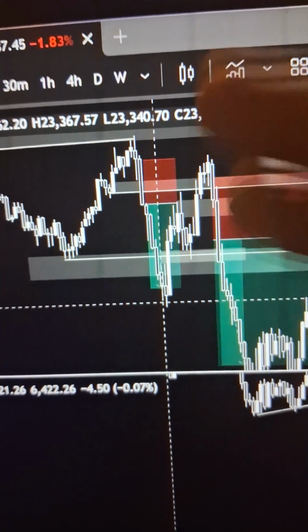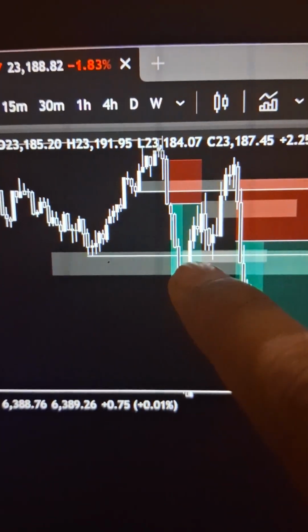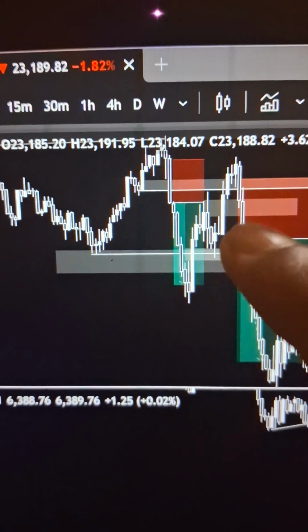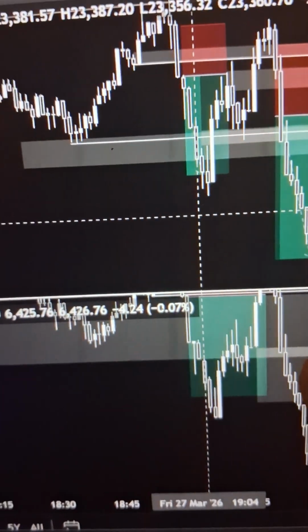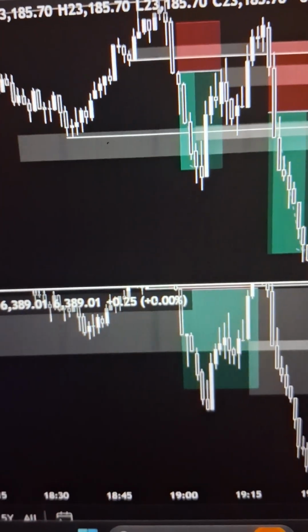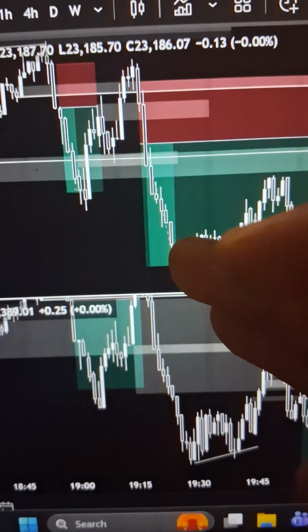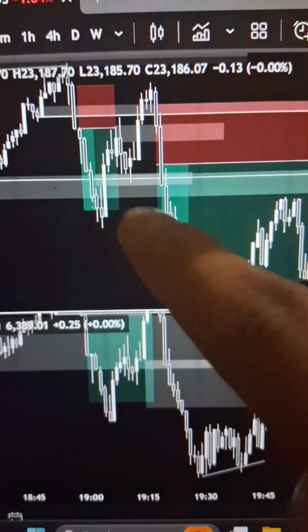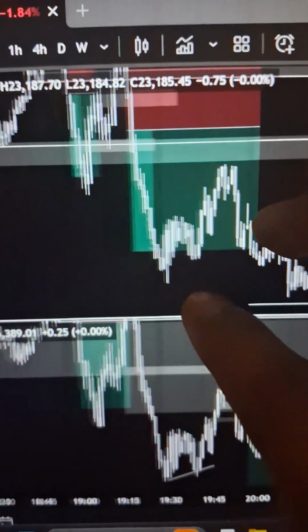You can see here we have a strong displacement, a change in state of delivery, inversing this fair value gap. This fair value gap is mitigated in Nasdaq, and this fair value gap is unmitigated in SPX. So I am interested in taking the trade in Nasdaq rather than in SPX. And as you can see, after that this trade played out well, and this is the 2:2.5 level of this manipulation leg, which is exactly a good trade.